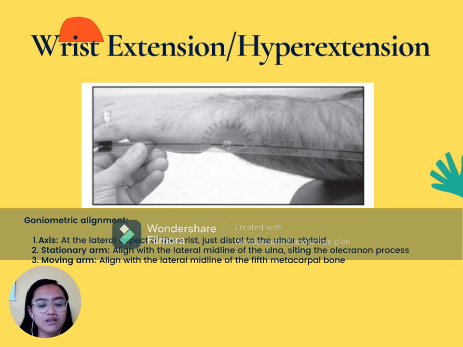So here we have the wrist extension or hyperextension's goniometric alignment. This is the first position. The axis of the goniometer is at the lateral aspect of the wrist, just distal to the ulnar styloid or at the triquetrum. Second, the stationary arm should be aligned with the lateral midline of the ulna, using the olecranon process as reference. And the moving arm is aligned with the lateral midline of the fifth metacarpal bone.